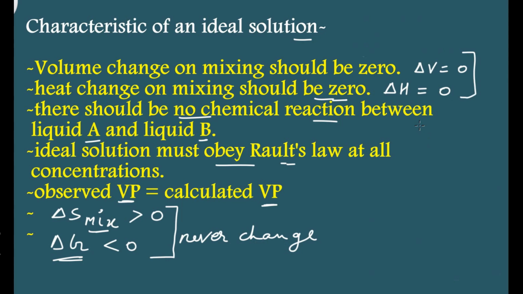Now, non-ideal solutions are of two types. In both types, delta V and delta H values will change, and we will discuss that later in the upcoming videos. But for now, just remember, for ideal and non-ideal both, delta S and delta G will never change. Right? Now let's take a look at the graph.